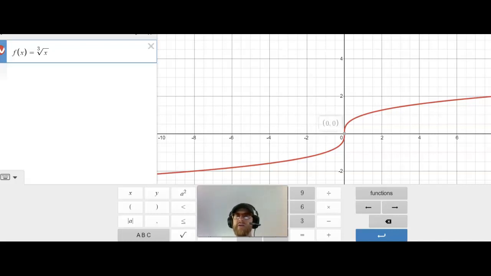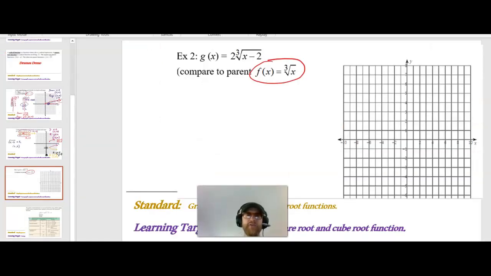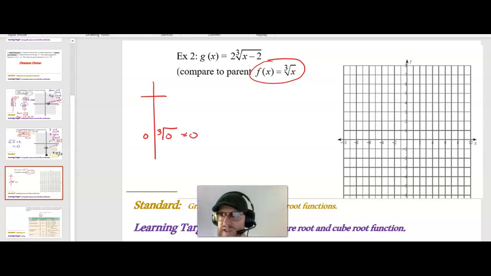So just to be clear, the cube root of 0 is 0. Okay, so this is what the graph looks like. Let's actually find a few points, one time and one time only. So I'm going to put 0 in the middle. The cube root of 0 is just 0. So the point 0, 0 is here.